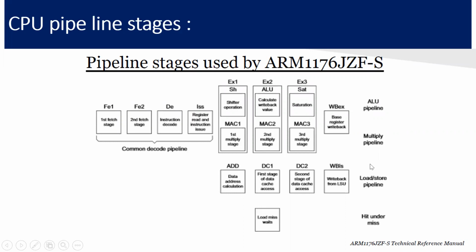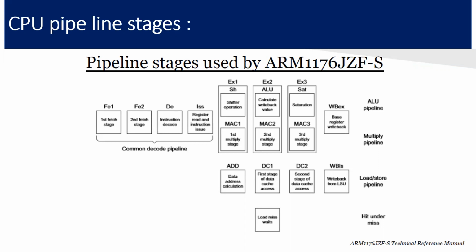So we were discussing the CPU pipeline stages in Raspberry Pi. We have studied that in Raspberry Pi, the ARM 11 core processor has been used, and this ARM 11 core processor uses the pipeline method to introduce parallelism in its execution of instructions, and this leads to an increase in the computing power of the CPU.